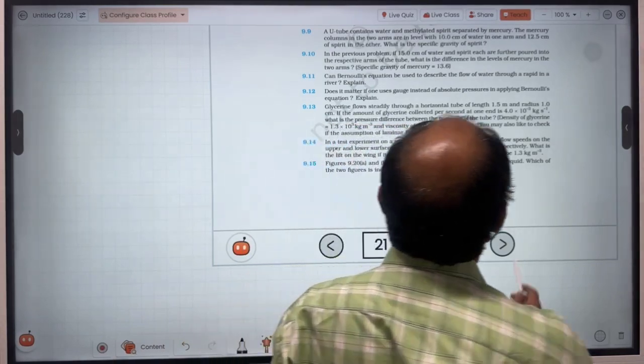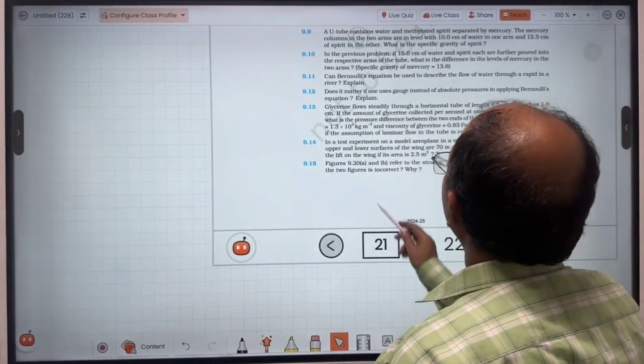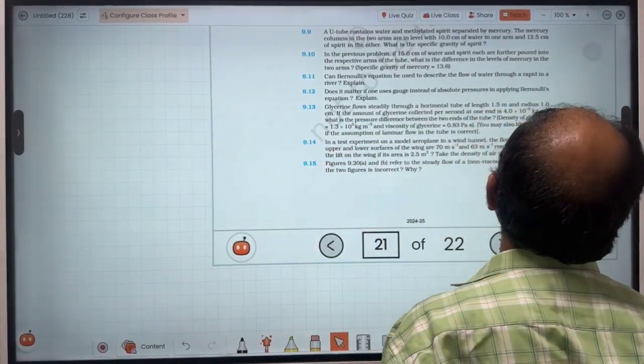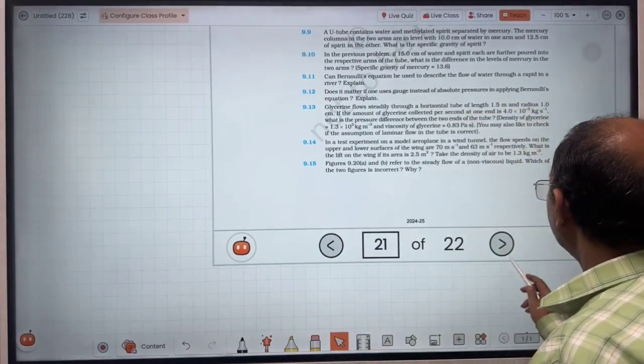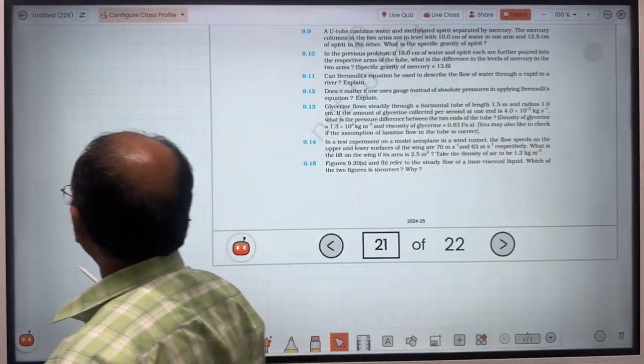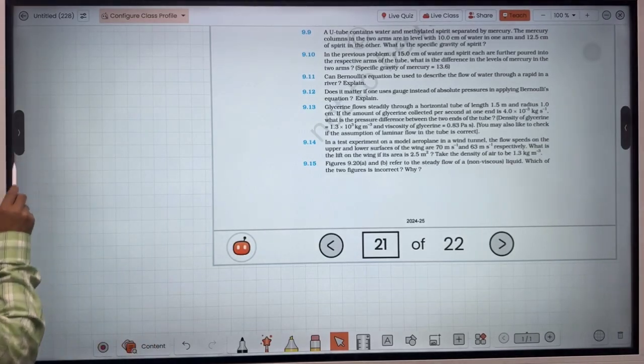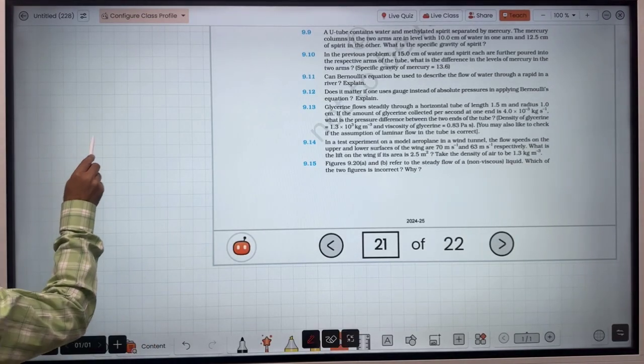Now, there are certain figures. Figures 9.20 A and B refer to the steady flow of a non-viscous liquid. Which of the two figures is incorrect and why? So, what is required in such figures? Although we will see the figure just after it.